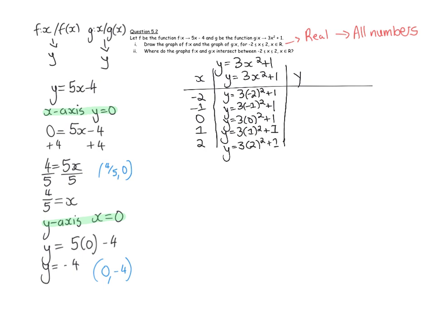So when we put minus 2 in, we're going to get an answer of 13. When we put minus 1 in, we're going to get an answer of 4. When we put 0 in, we're going to get an answer of 1. When we put 1 in, we're going to get an answer of 4. And when we put 2 in, we're going to get an answer of 13. So the points then we have are, I'm going to draw them in blue, minus 2, 13, minus 1, 4, 0, 1, 1, 4, and 2, 13.